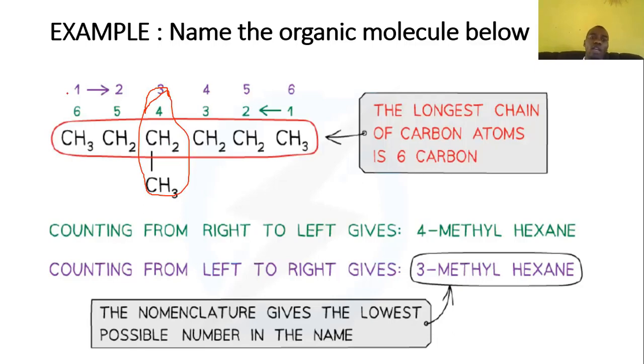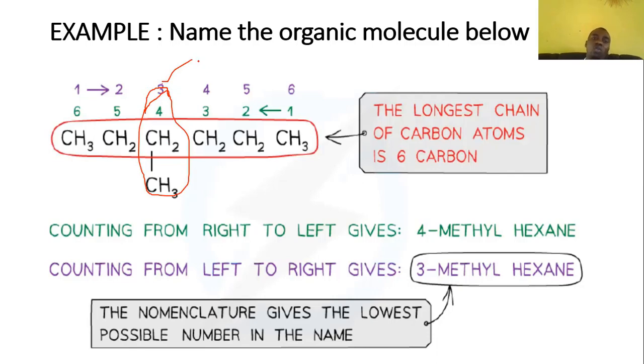So for example, if you start from here, the branch will be on number 3. But if you start from my right here, the branch will be on number 4. So the correct numbering is starting from the left because it gives the branch to be number 3. So this is the correct. So please number starting from both ends and then look at which one has got a lower number.